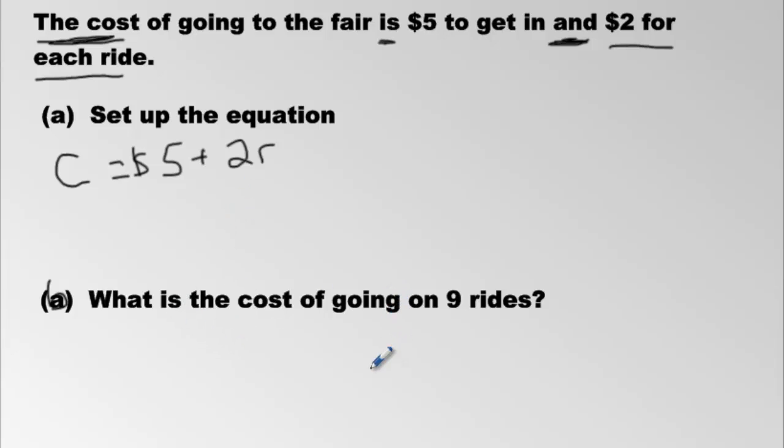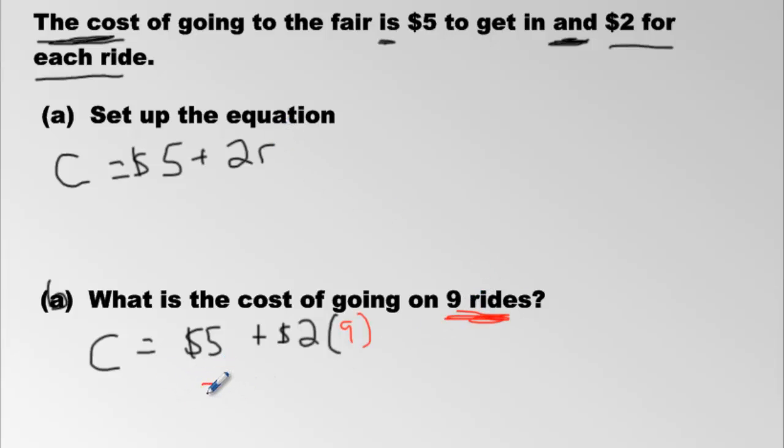What is the cost of going on 9 rides? Let's substitute. So we're going to write C equals $5 plus $2, and then what are we going to substitute? 9, because the rides are 9 rides.